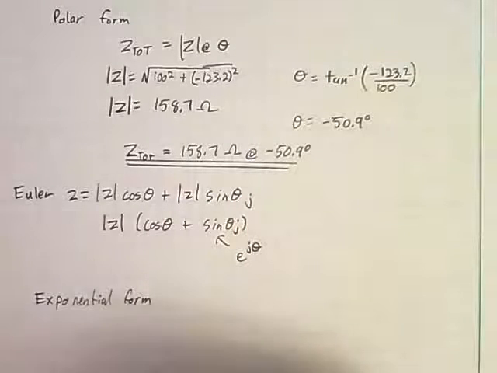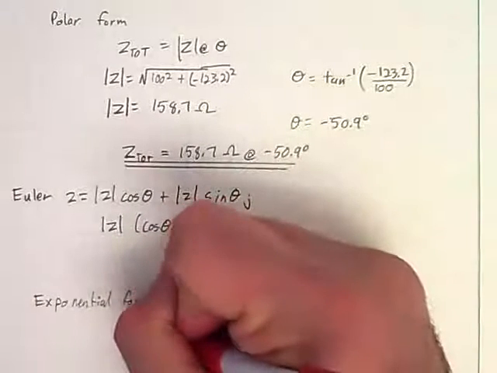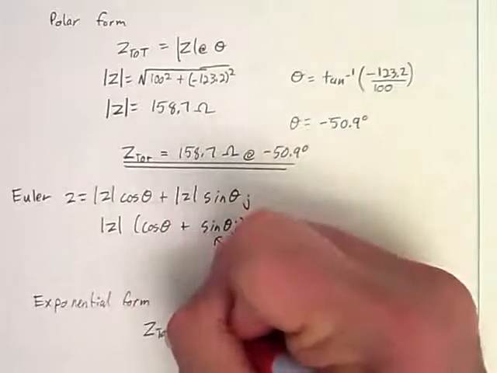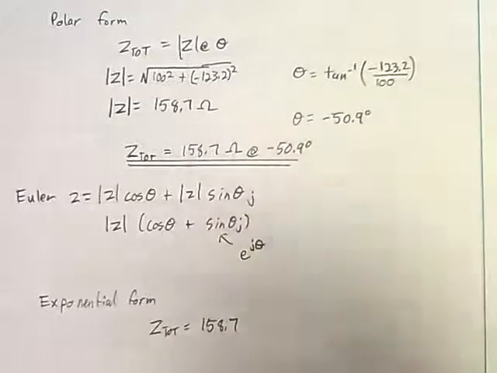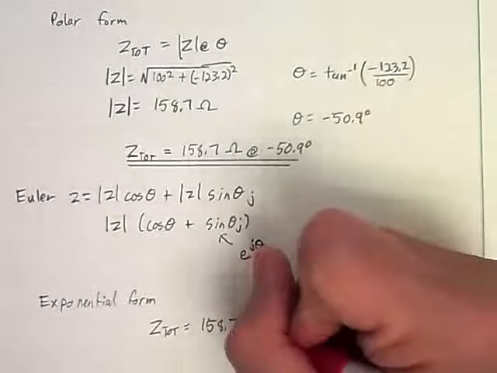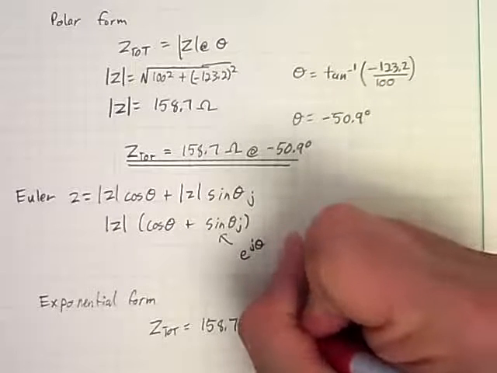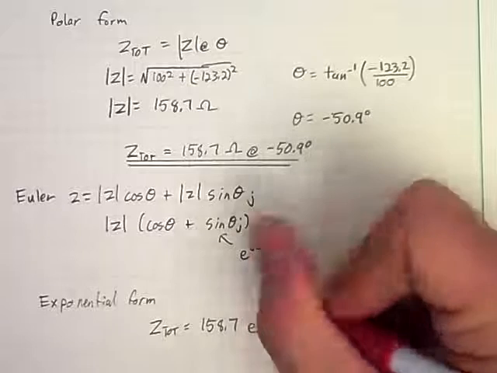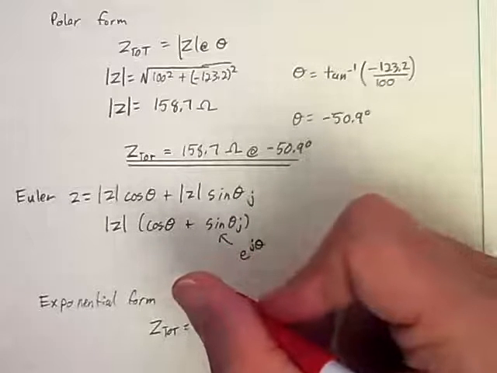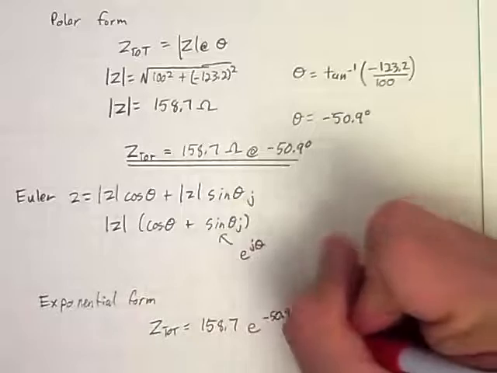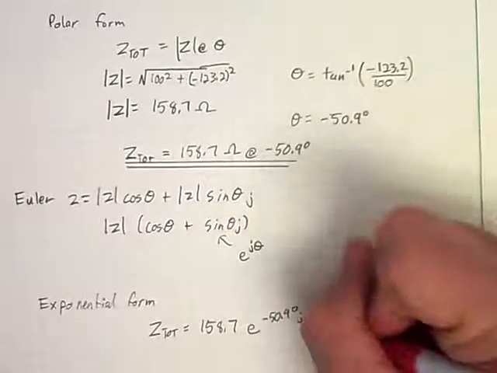So then in exponential form, Z total is 158.7 times e to the negative 50.9 degrees J. And that would still have units of ohms.